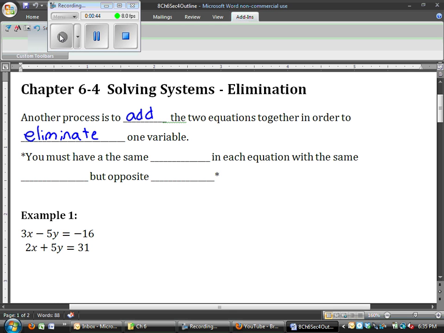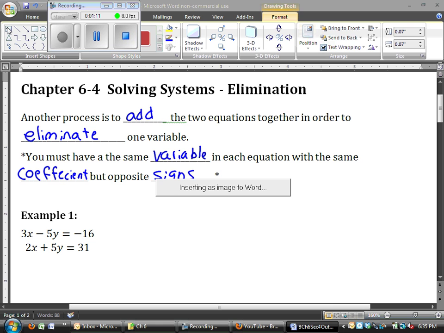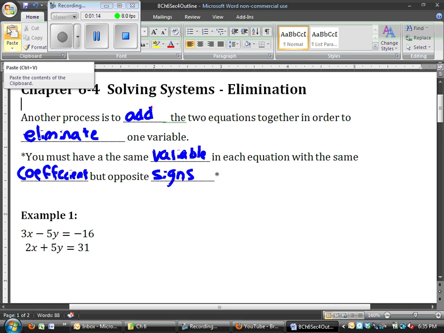Okay, I must have the same variable, meaning the x in the first equation and the x in the second equation, or the y in the first and the y in the second. It has to have the same coefficient, but it must have opposite signs. So a 2x and a negative 2x, or a 5y and a negative 5y. And we'll see here in the next couple examples, there's lots of different ways to go about doing that.